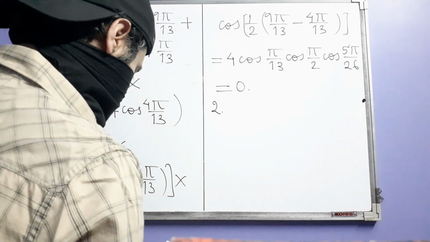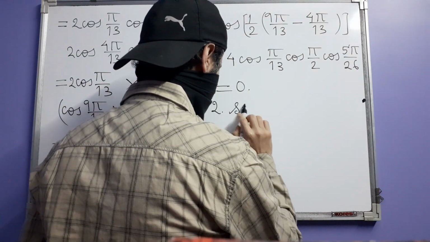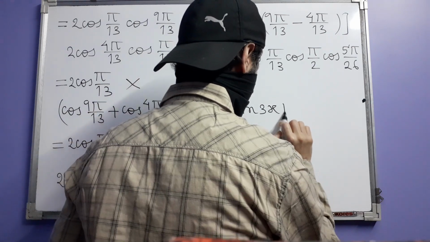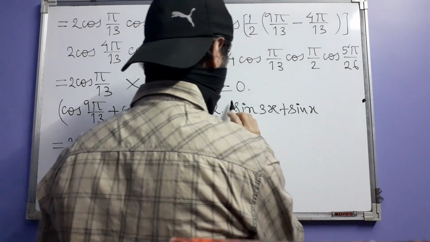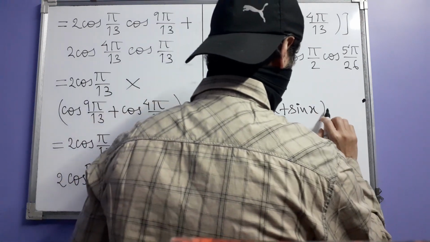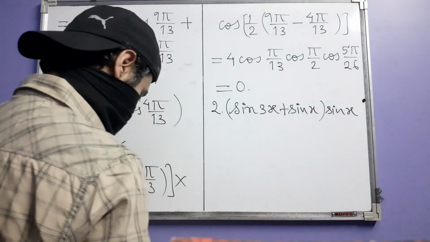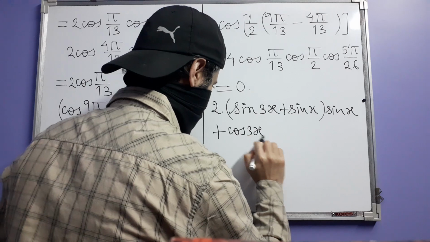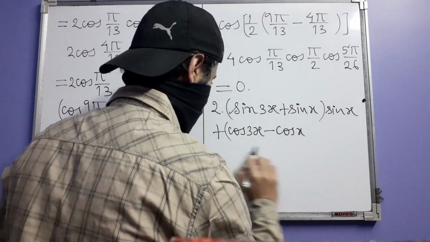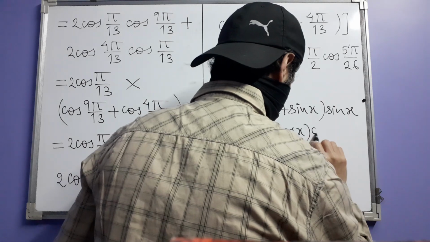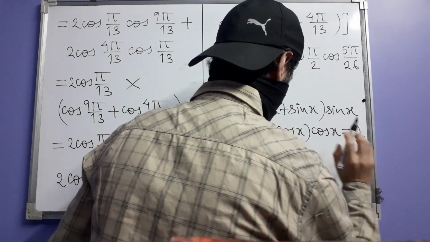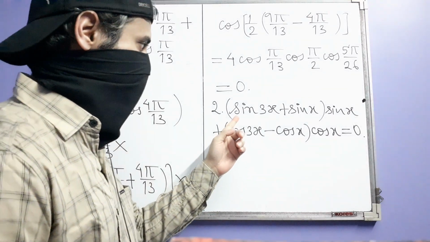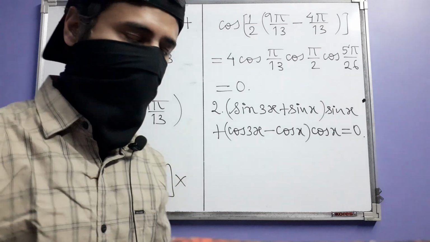Next, number 2, (sin 3x plus sin x) times sin x plus (cos 3x minus cos x) times cos x is equal to 0.